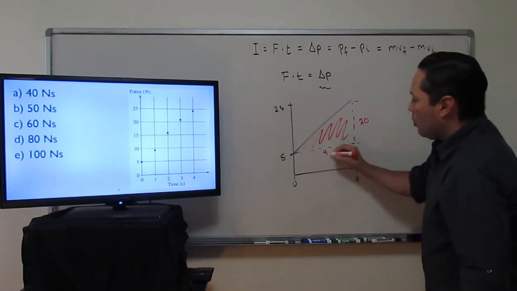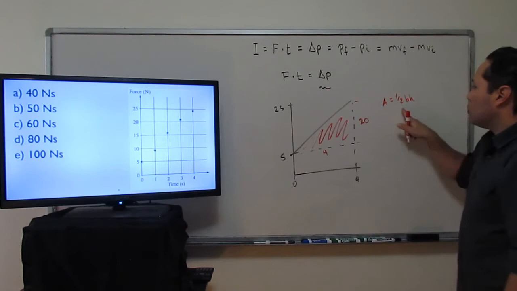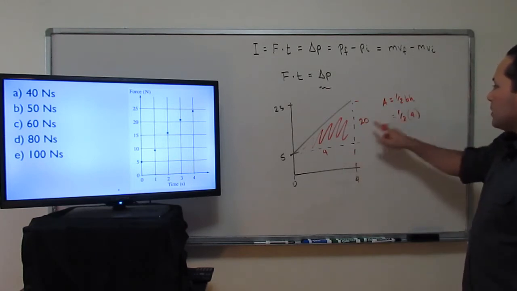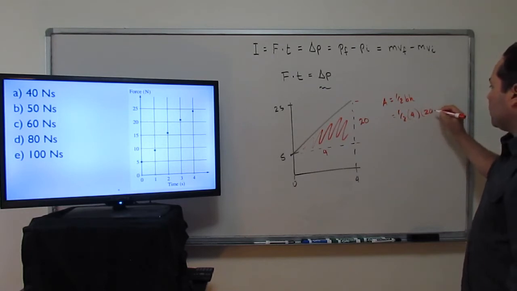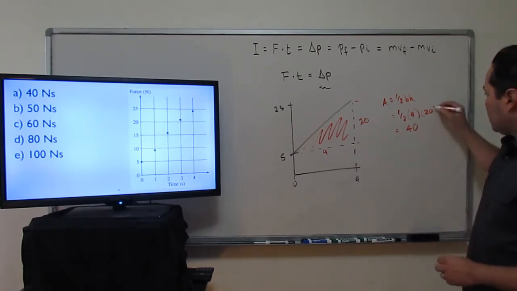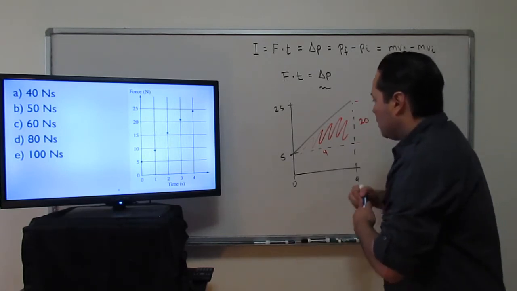So therefore, how do you find the area of a triangle? It's 1/2 base times height. So it will be 1/2 the base, which is 4, times the height, which is 20. So that's going to go ahead and give us a total of 40. Alright, next, let's find the area of the rectangle, which is down here.